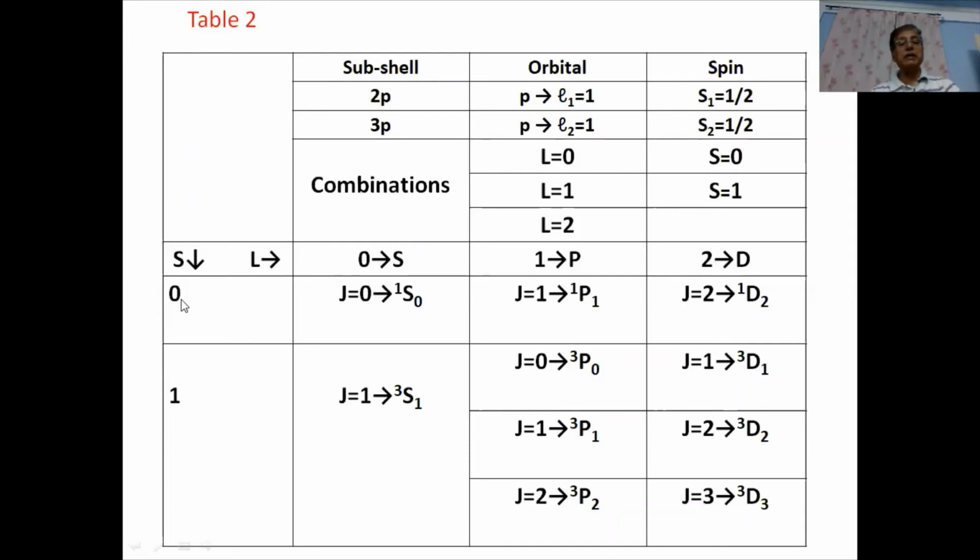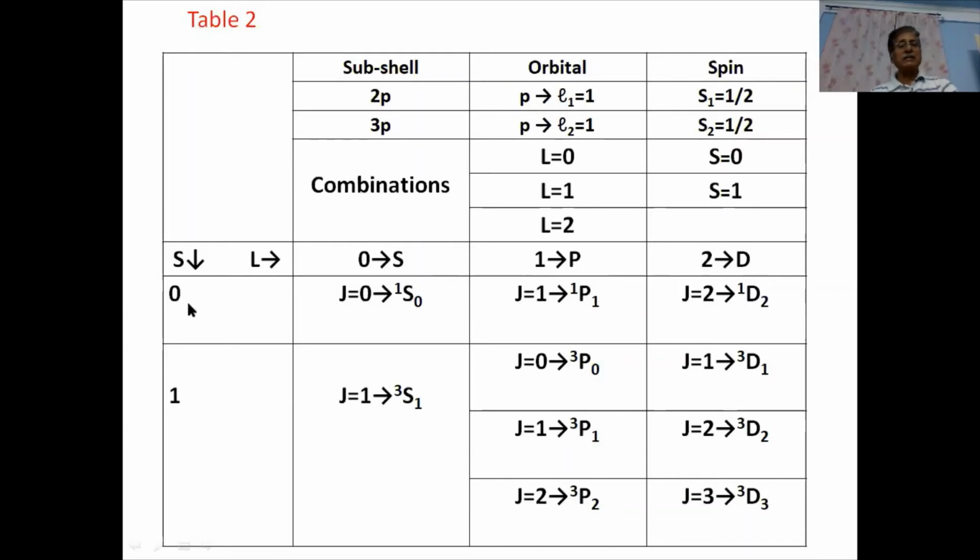Now we have to make a combination. Let us say the first combination is capital S equal to 0 and L equal to 0. Naturally, we will have J value 0. Because S is equal to 0, it's a singlet term, and this is S and J value is 0. So this is singlet S0. Now if we make a combination with P, that is L equal to 1, we have J value as 1 only. Because S is equal to 0, it is singlet, it is P, and J is equal to 1. Similarly, for S equal to 0 and L equal to 2, that is D, this is again a singlet term, D is a spectral term, and because J is equal to 2, we have singlet D2.